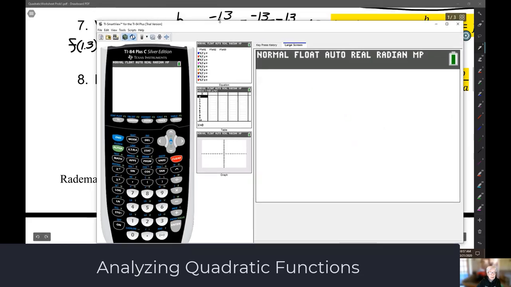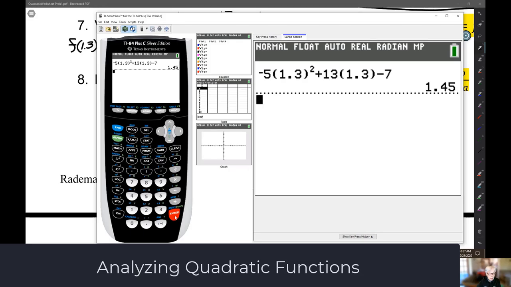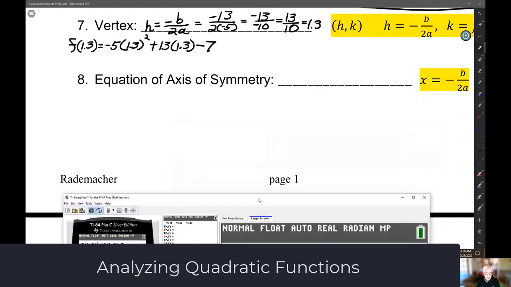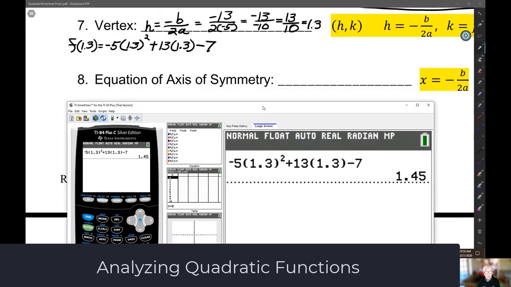Okay, so negative 5, parentheses 1.3, parentheses close squared, plus 13, parentheses 1.3, minus 7. Yes, that looks right. So 1.45. Now, I want to make sure that that's right. Okay, so it is positive because it was negative over negative, now it's positive, yes, okay. So K is going to be 1.45.